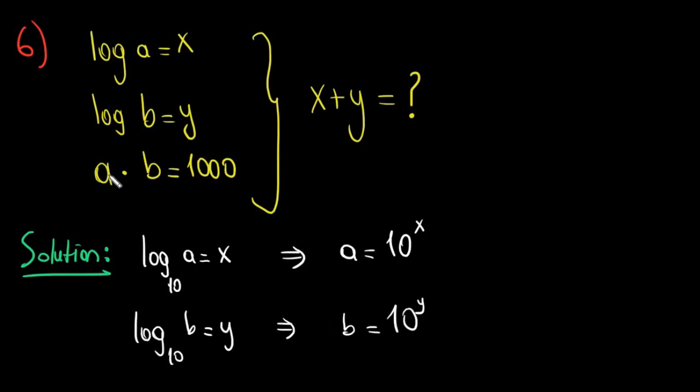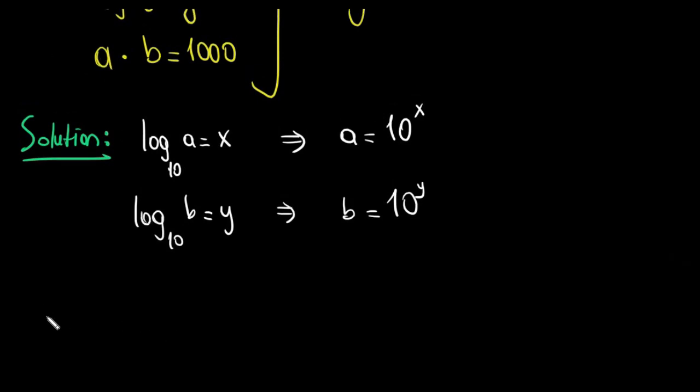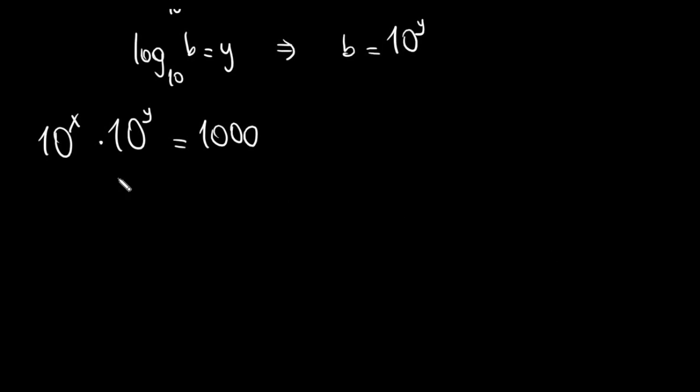So now, we know that a times b is equal to 1000. I'm going to replace a by 10 to the power of x, and I'm going to replace b by 10 to the power of y. So instead of a, let's write 10 to the power of x times, and b, 10 to the power of y, is equal to 1000. Alright, now we have the same bases, so I can just add the powers. That means 10 to the power of x plus y is equal to 1000.